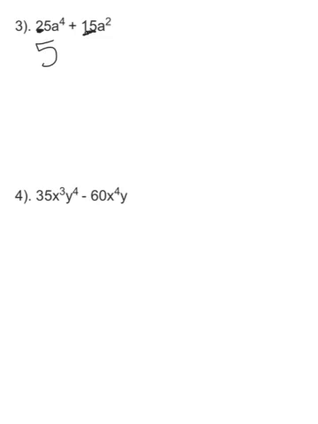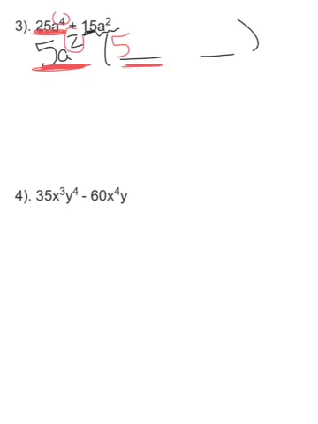Then you look to see if there are any variables in common, and they both have a's. So we're going to put an a, but we're going to put the smallest a, which is a squared. Then we're going to draw a parenthesis, and since we have two terms, we're going to put two blanks. Now, we're going to figure out what this first term is. So we're going to look at the first term, and we're going to divide it by our greatest common factor. So 25 divided by 5 is 5. And then a to the 4th divided by a to the 2nd, we're going to subtract the exponents. So 4 minus 2 would be a to the 2nd.